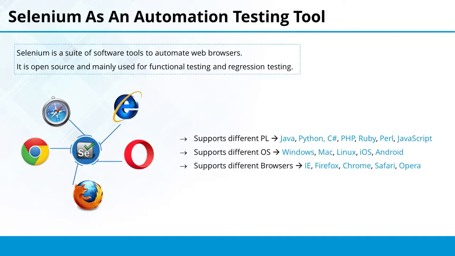Supports different PL. PL means programming language. I'm now talking about other features of Selenium, okay, which again are the reasons of Selenium being dominant over other tools. It supports Java, Python, Perl, Ruby, C#, C, JavaScript, and I think a few must not be mentioned here.